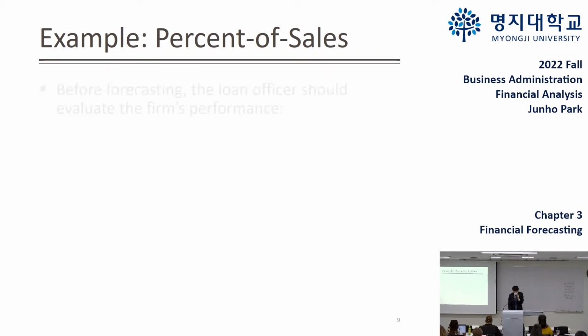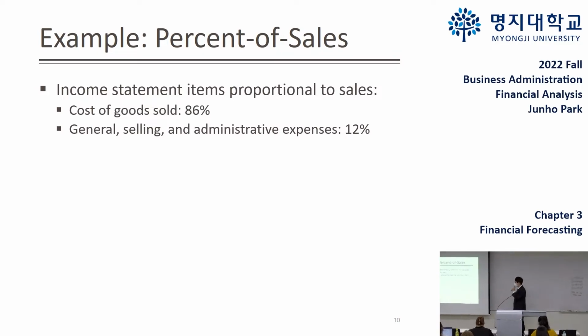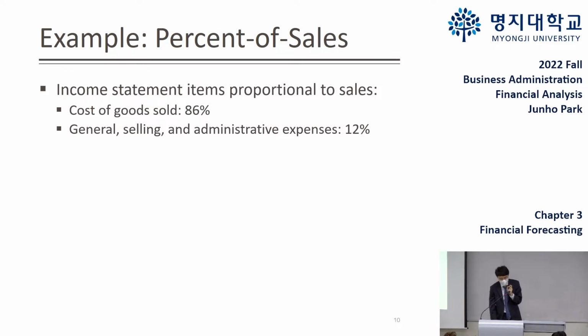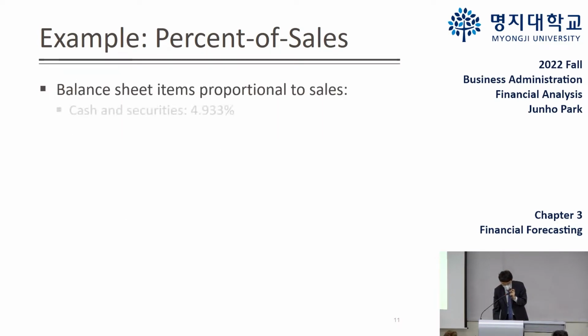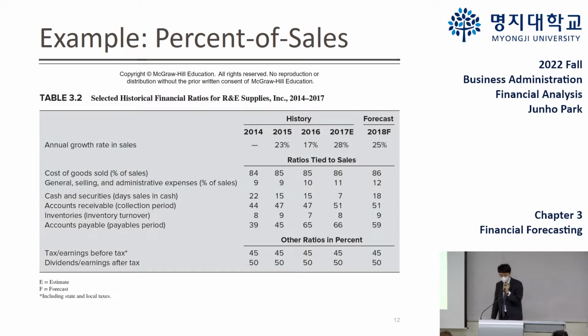And then we have two items in the income statements which should be highly correlated to the sales. They are cost of goods sold and selling, general, and administrative expenses. And then how do I get those numbers, the percentages? If we go further, we can find table 3.2. And here it gives you information about certain items relative to the sales.